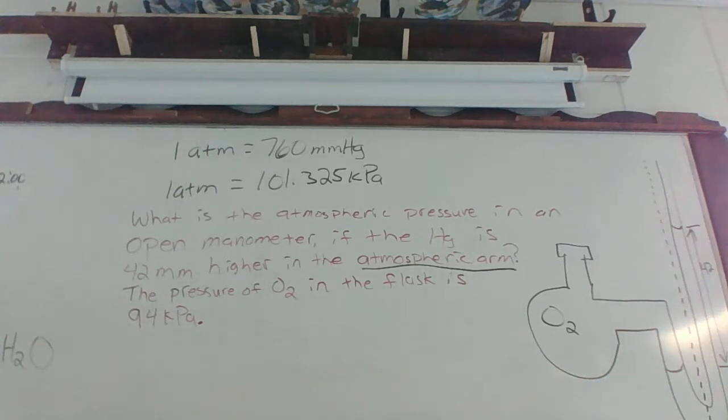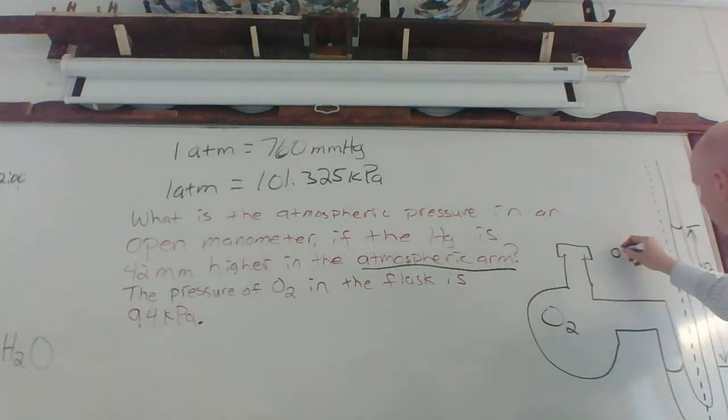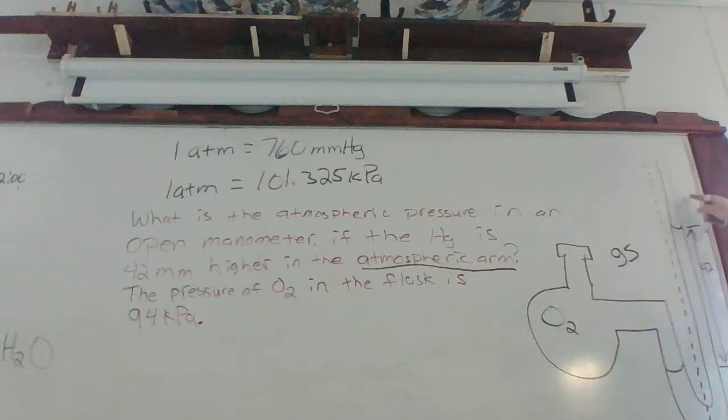You'd have that open to the atmosphere, and as that atmospheric pressure changes, that changes the amount of mercury inside that column. Sometimes it's higher in the gas sample arm, sometimes it's higher in the atmospheric arm. So one way to distinguish that: this side of the dotted line is the gas sample, and the right side is the atmospheric arm. So I'll just put A there. Okay.